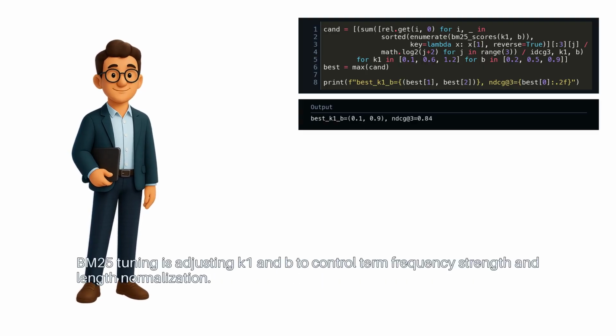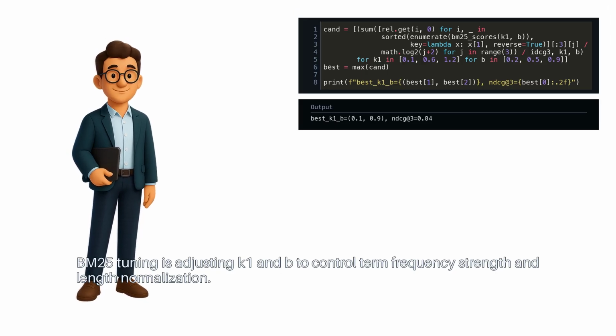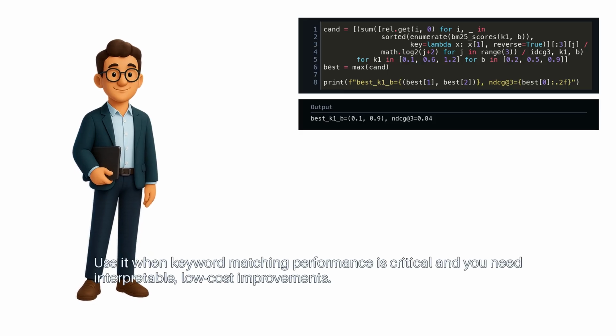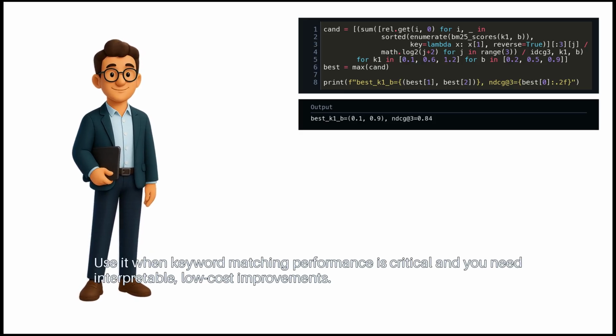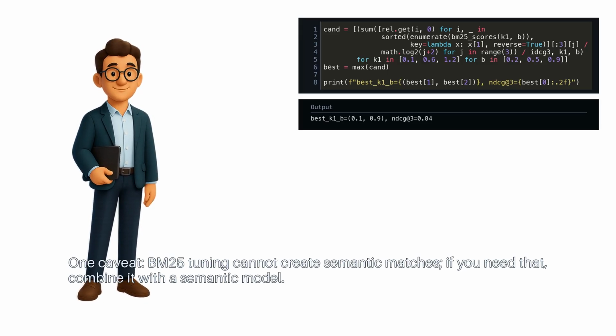Recap: BM25 tuning is adjusting K1 and B to control term frequency strength and length normalization. Use it when keyword matching performance is critical and you need interpretable, low-cost improvements. One caveat: BM25 tuning cannot create semantic matches. If you need that, combine it with a semantic model.